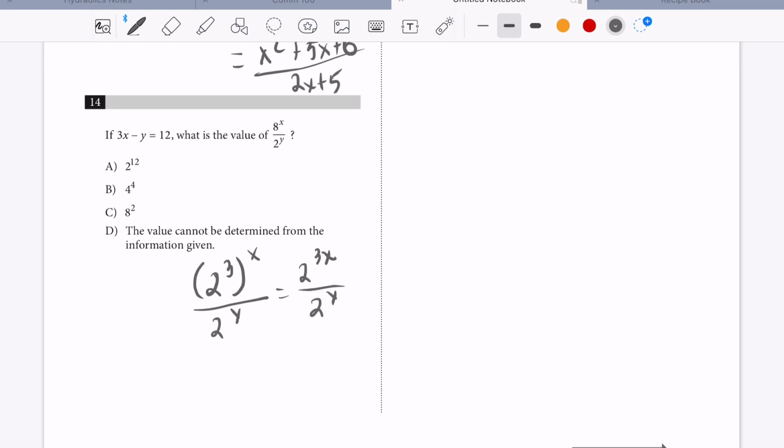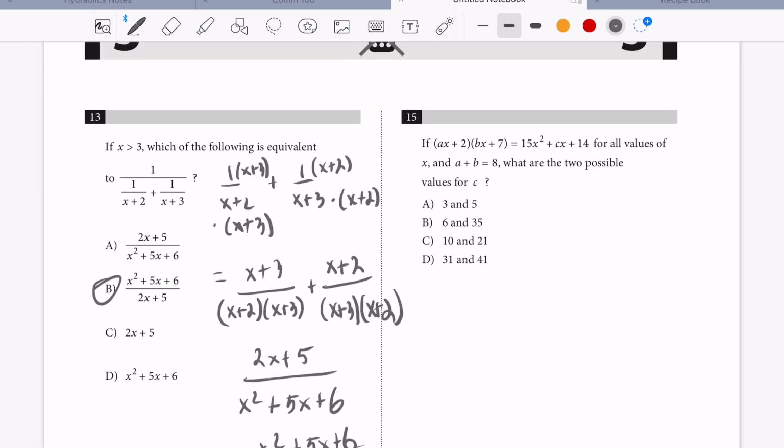And when you're dividing by the same base, you can subtract the exponents. So you're just going to be left with 2 to the 3x minus y. And we're given what that is equal to. It's equal to 12. So this is going to be 2 raised to the 12th power, which is A.